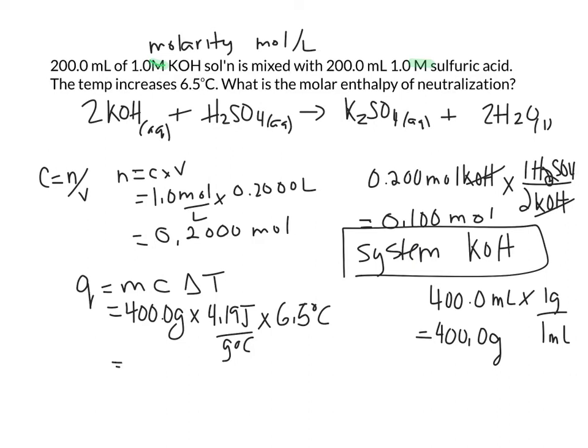So the surroundings increased in temperature because 6.5 was an increase. So we know the system was exothermic because the energy of the surroundings increased, which means it came from the system. Sorry, it came from the system. So 10,894 joules of energy went into the surroundings. So that means 10,894 joules were released from the system.